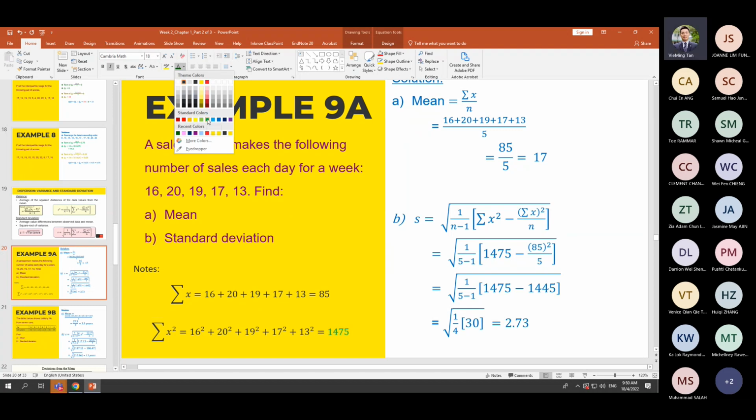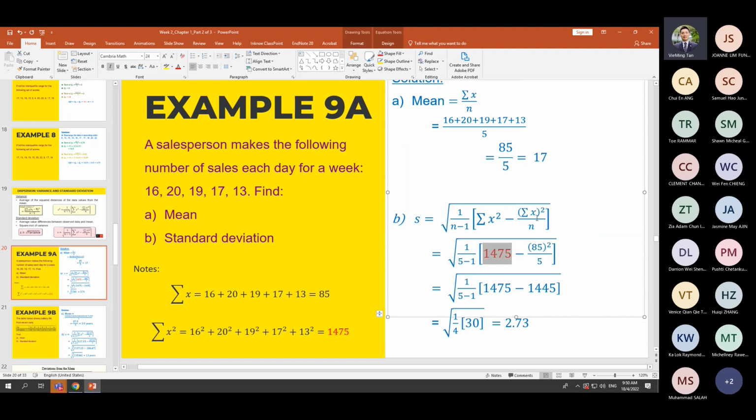Maybe I use another color, red color. 1475. So we substitute 1475 to this part.